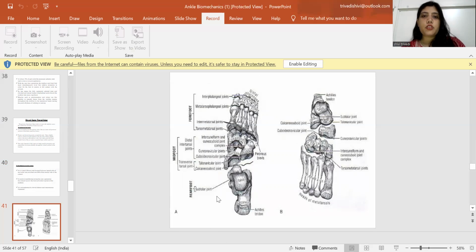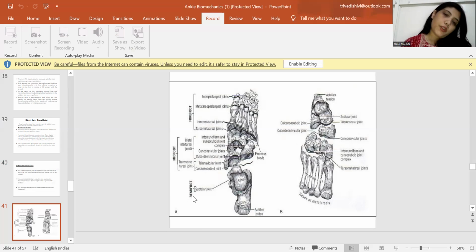In this structure, this is for distal phalanges. Distal phalanges are present. Interphalangeal joints are present. Metatarsophalangeal joints are present. On the right side, on the left side, intermetatarsal joint, transverse metatarsal joint, intercuneiform, cuneo-navicular, cubo-navicular joint, talonavicular joint are present. There are three parts of the foot: forefoot, midfoot, and rear foot.